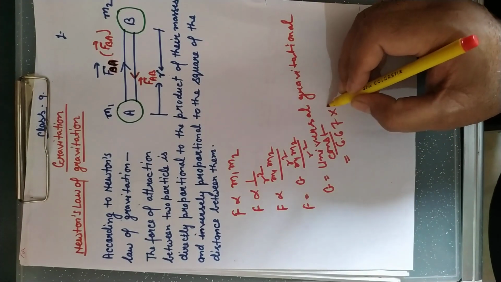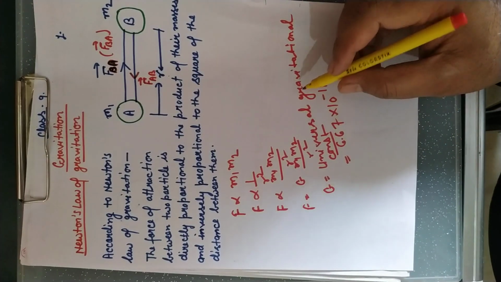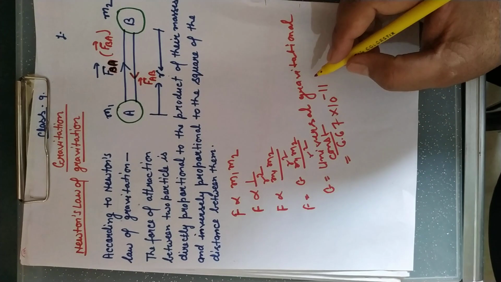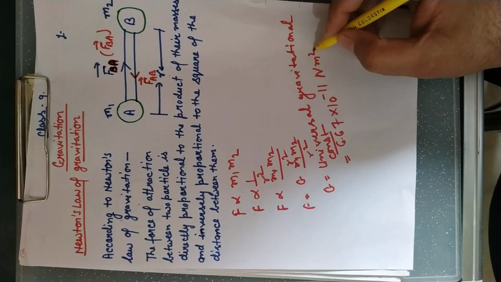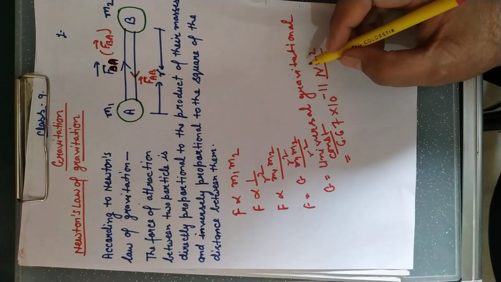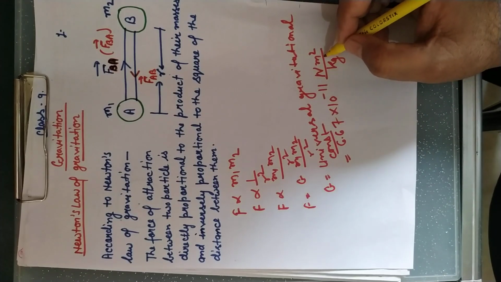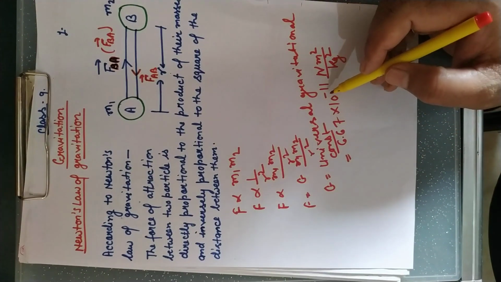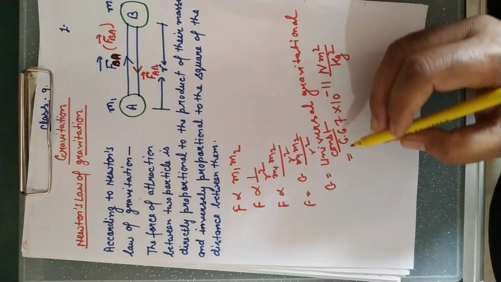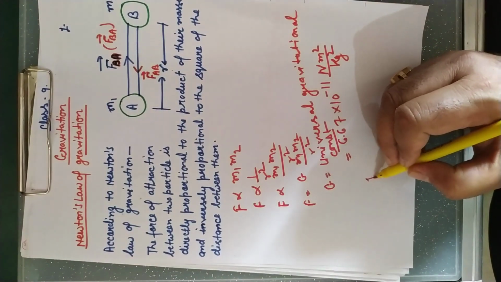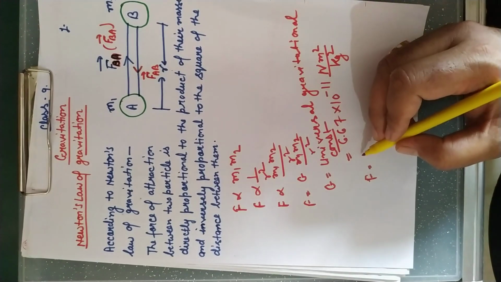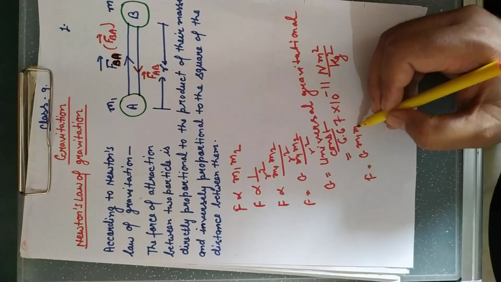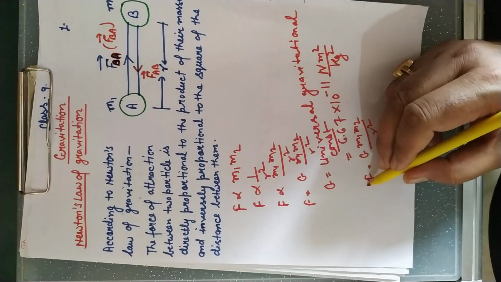and the value of capital G is 6.67 into 10 to the power minus 11. According to this formula we find the unit of capital G: F into r square, that is Newton meter square, upon m1 m2, that is kg into kg, so kg square. So the value of capital G is 6.67 × 10 to the power minus 11 Newton meter square per kg square. So the force between the two bodies is calculated by the formula according to Newton's law of gravitation, F equals G m1 m2 by r square.